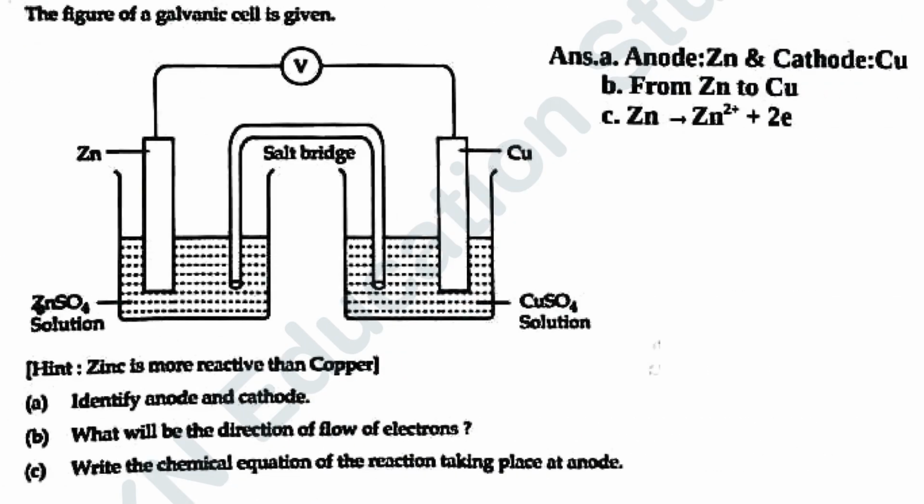Next question. The figure of a galvanic cell is given below. First is identify anode and cathode. Answer is anode is zinc and cathode is copper. Next question. What will be the direction of flow of electrons? Answer is from zinc to copper. Next question. Write the chemical equation of the reaction taking place at the anode. Answer is Zn gives Zn2+ plus 2 electrons.